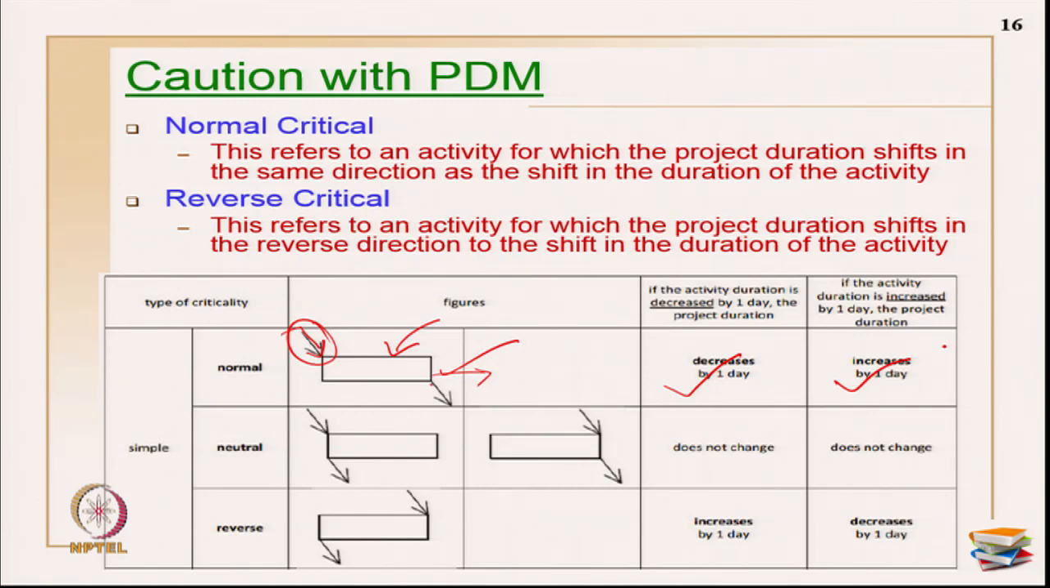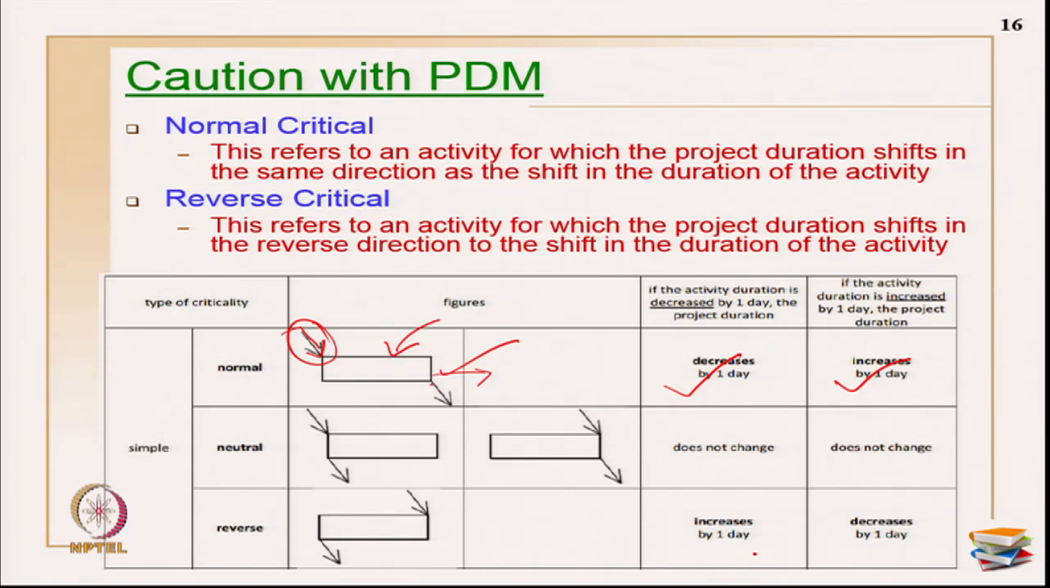Okay. There is something called neutral critical and reverse critical, which is what I have written here. Reverse critical refers to an activity for which the project duration shifts in the reverse direction to the shift in duration of the activity. If I am decreasing the activity duration by 1 day, project duration is increasing by 1 day.